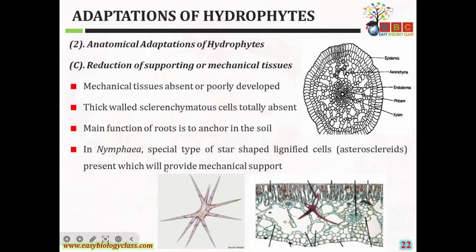Generally, when we take a section cutting of the petiole, we can observe star-shaped lignified cells, that is asterosclerites. The main function of these asterosclerites is mechanical support. Generally it is observed in Nymphaea. When we take this section cutting, these are the air chambers and we can observe the sclerites. The main function of sclerites is to provide mechanical support or buoyancy.